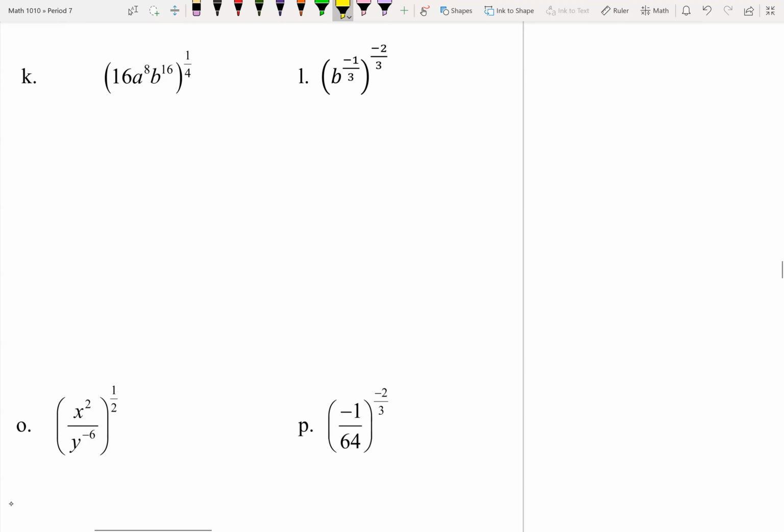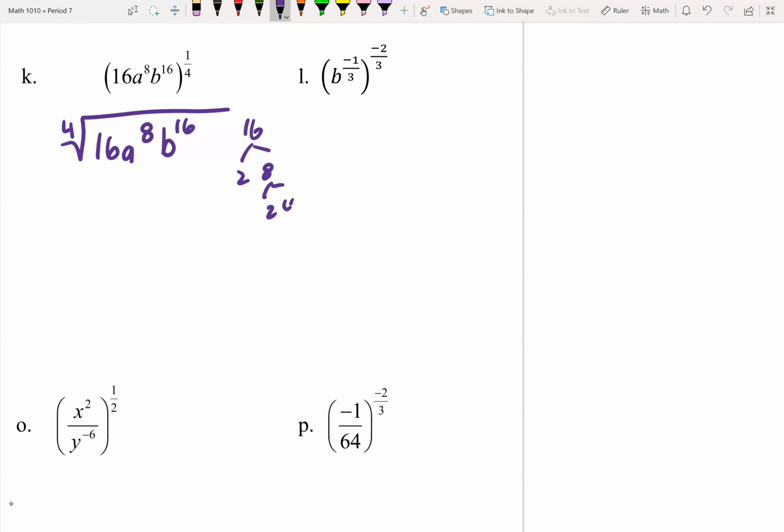Okay, question K. First thing we have to do is write it as a radical. So everybody go the 4th root of 16, a to the 8th, b to the 16. Take down your 16 and break it down. So it's 2 times 8, 8 is 2 times 4, 4 is 2 times 2. So all of those 2's come out. Another thing you could do is just punch in your calculator the 4th root of 16 and you get a 2.